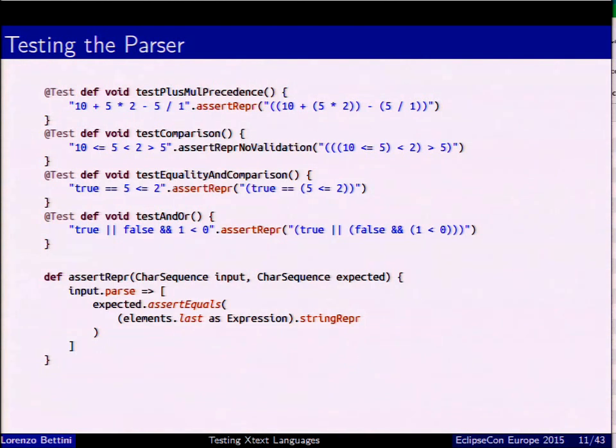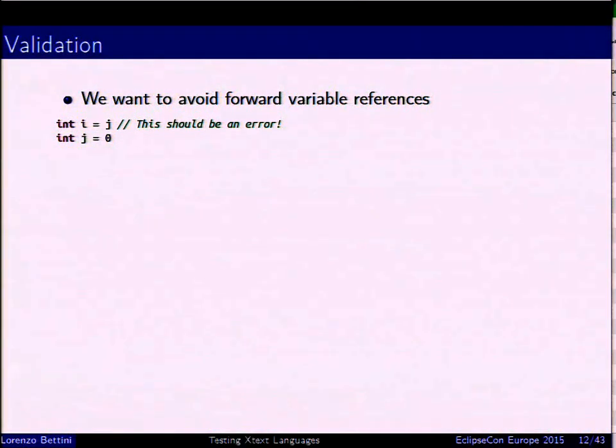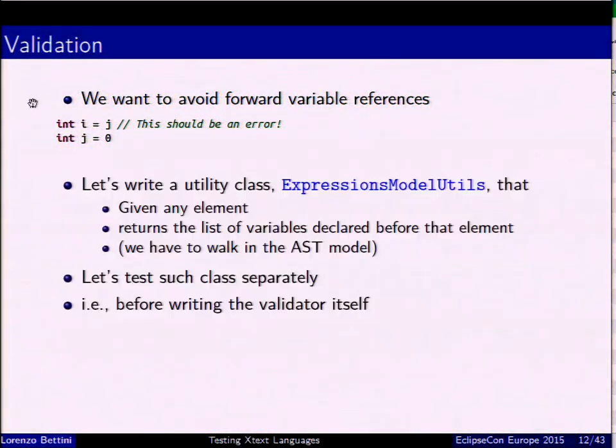That's just the beginning, of course, because now comes the validation stage. So validation means checking that the program is semantically correct with some sort of semantics that you define. For instance, in this language, I want to avoid forward references. So I decide that it makes no sense that I refer to J before it is defined. I have to implement this check. And usually you do that in the validator, but let's do that progressively.